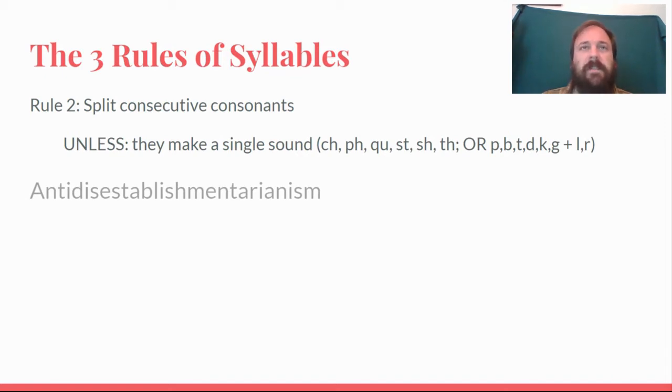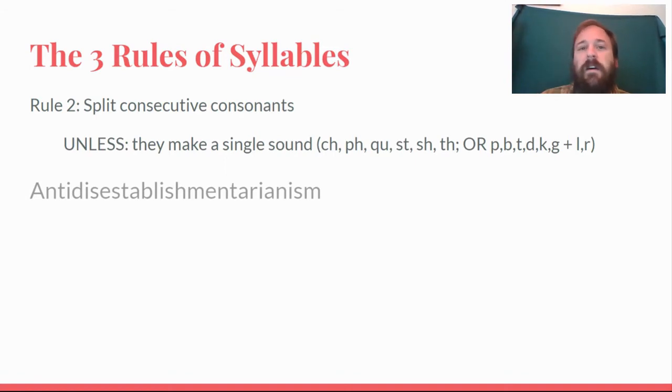So those things are like CH, right? It makes the ch sound. Well, in English, it makes the ch sound. In Latin, it just makes a k sound. PH makes a single sound. In English, it makes the f sound. In Latin, it makes a p sound. QU makes a single sound. Qua. ST. SH. TH. Those make single sounds. But there are also these exceptions. There are a lot of exceptions.